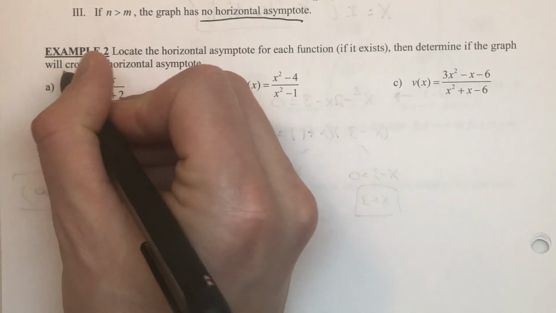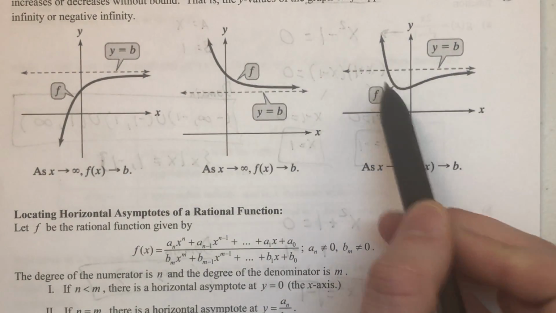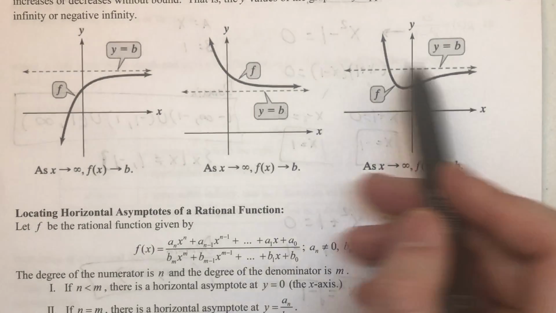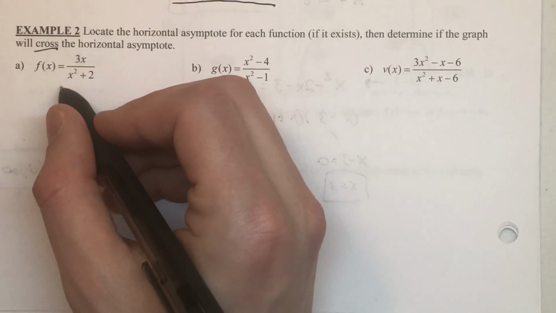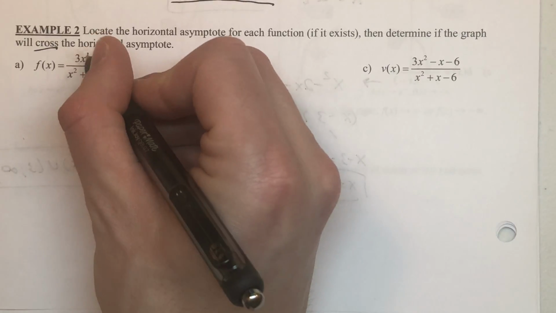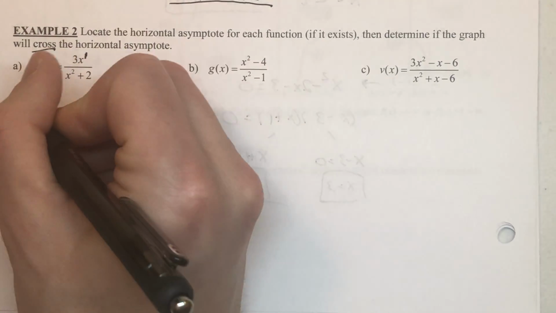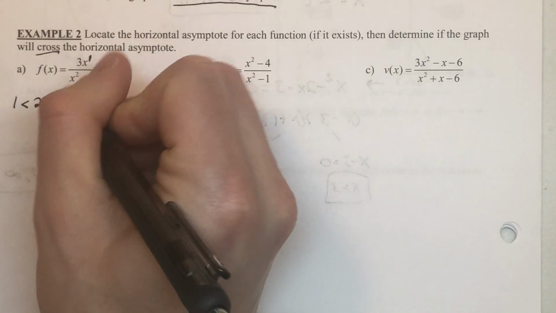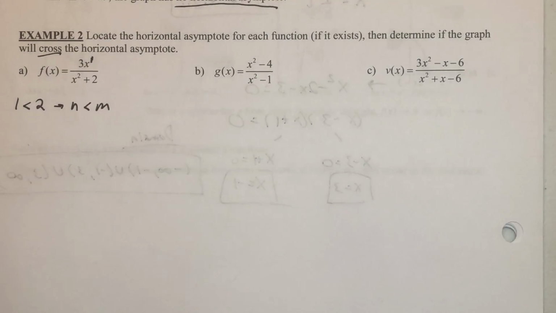So again, this question of crossing is that idea of up here. Will it cross it somewhere in the middle, somewhere in between, not at the ends where it is determining that end behavior? So for the first one, we look at our polynomials, and we don't need to look any further than this being an x to the first and that being an x to the second. So since 1 is less than 2, that's our n is less than m scenario.